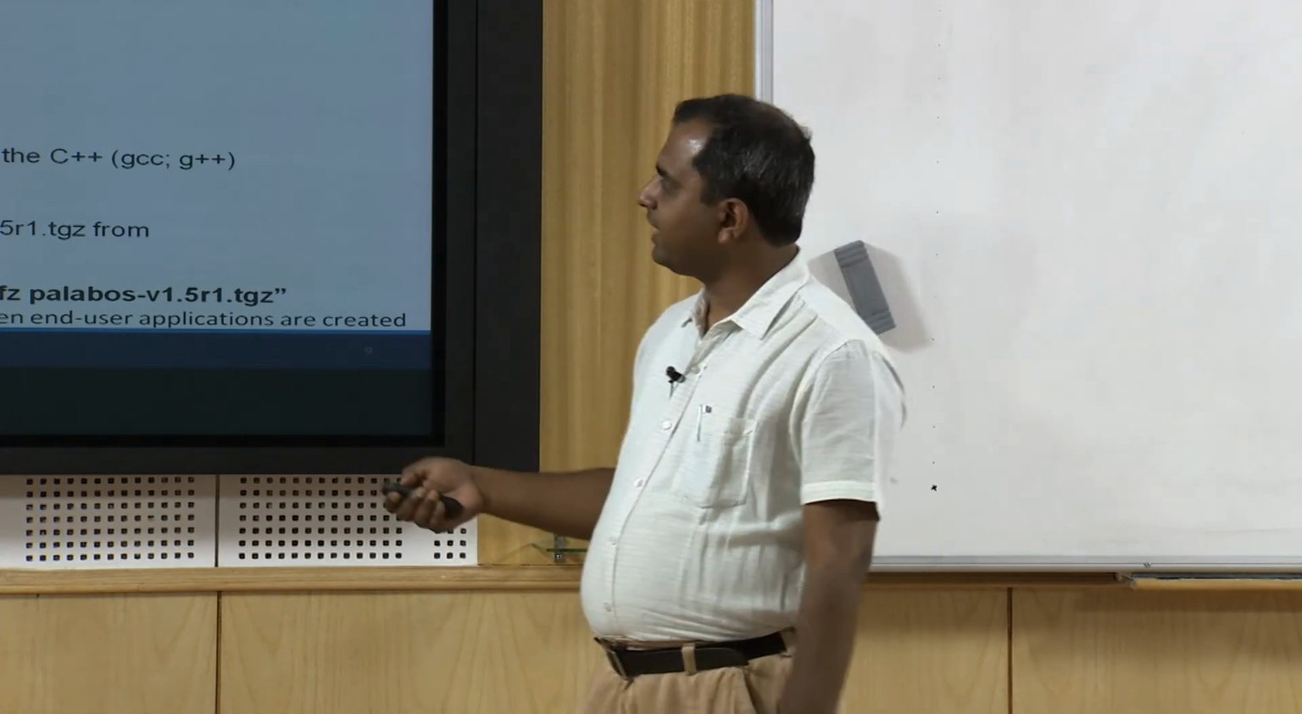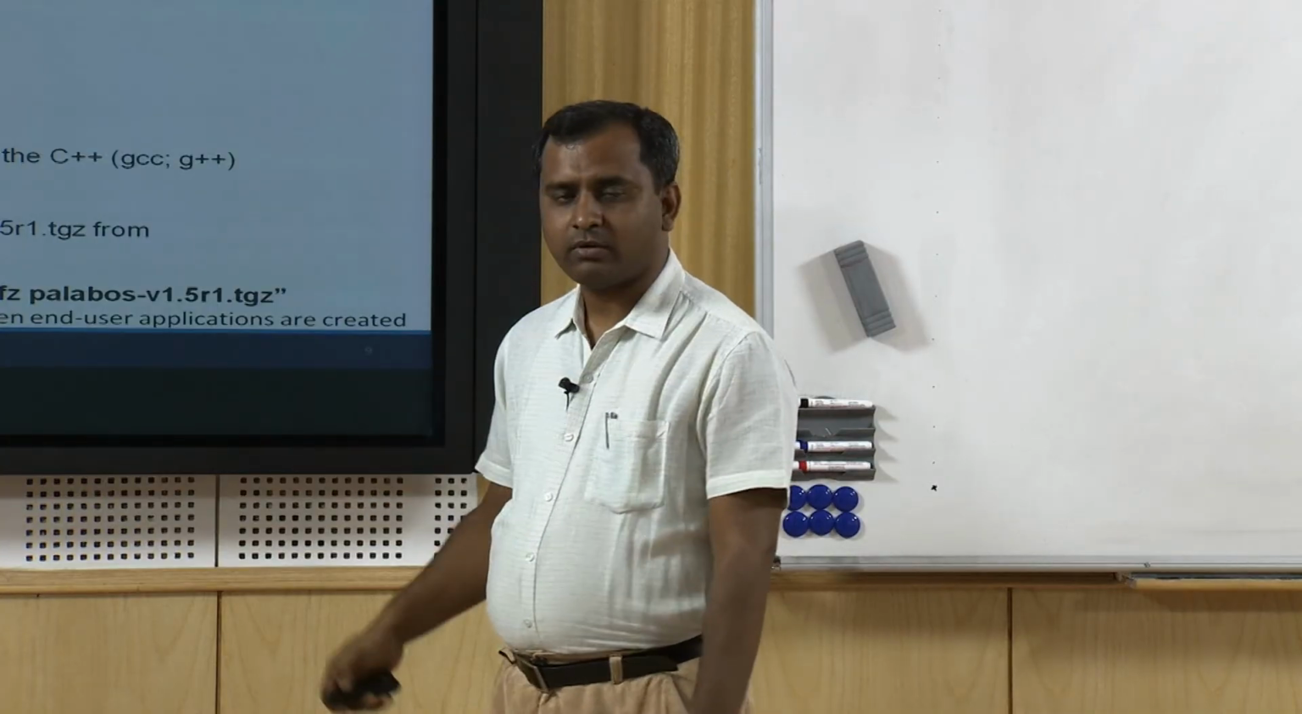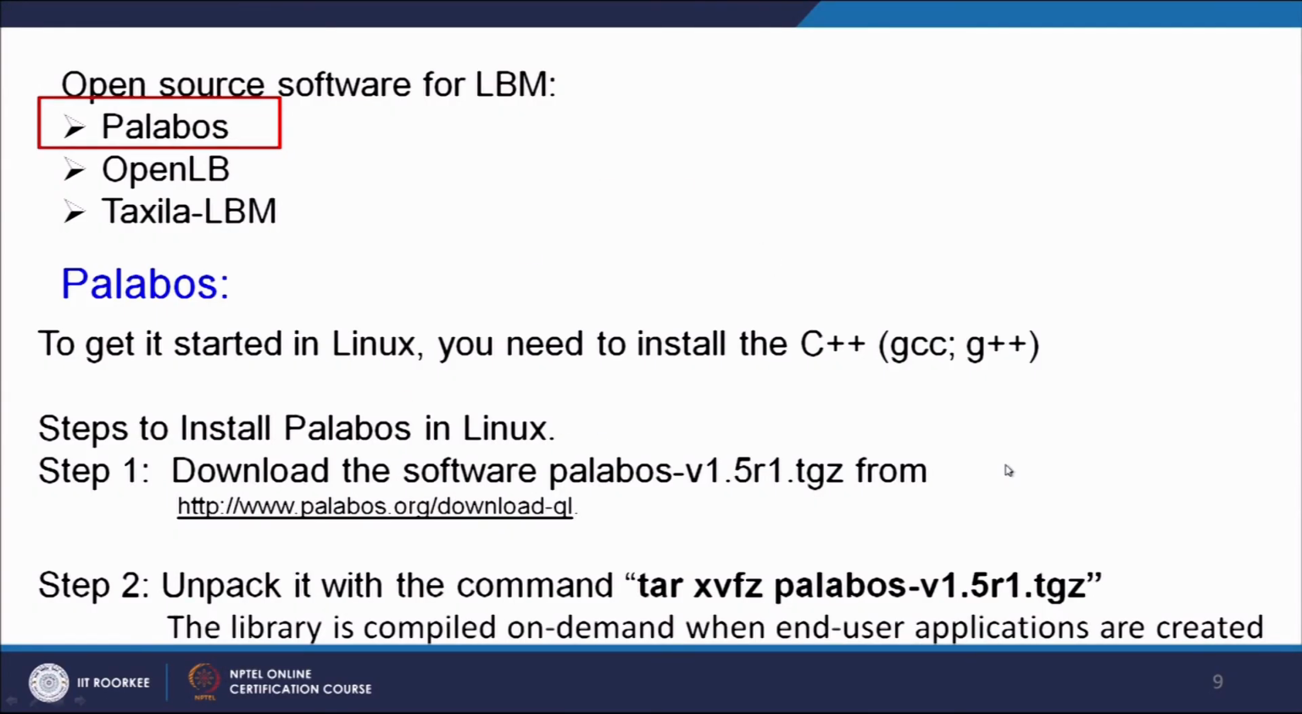To get it started, you need to know that it runs on a Linux or Unix platform, and you need to install the C++ library, that means the G++ or GCC library, which I have already shown you how to do. Then let us see how to install Palabos in Linux. First you need to download the software. It will download some Palabos version in .tgz format. Where to download from, I have given you over here. Then you need to untar or unpack the software. The command for untarring and unpacking the software is also given over here.